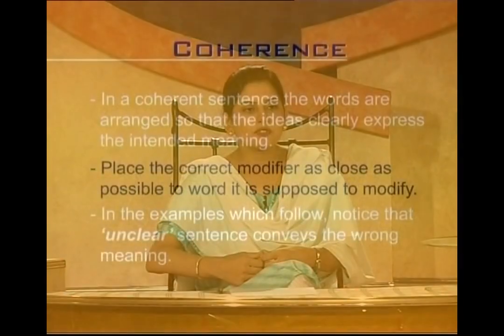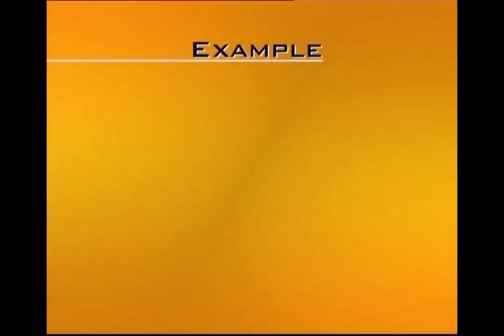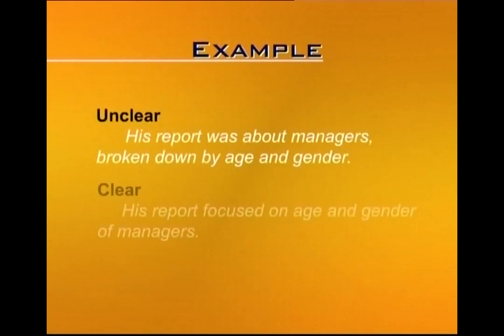In the examples which follow, you will notice that unclear sentences convey the wrong meaning. Let's have a look now at some examples where there is lack of coherence in the sentences. Let's have a look at another example. The unclear sentence says, his report was about managers, broken down by age and gender.